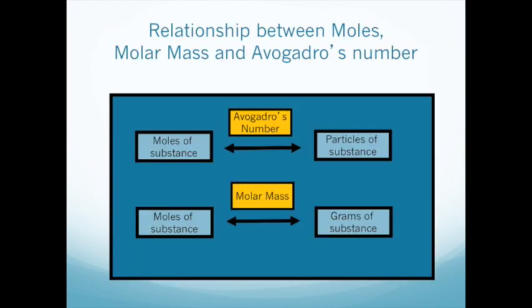So, if you have moles of a substance and you use Avogadro's number, you can find the particles of a substance. If you have moles of a substance and you use the molar mass, you can find the grams of a substance. Now, if you have the grams of a substance, you can use molar mass to convert to moles of a substance, and then Avogadro's number to convert to particles of a substance. So you can find out precisely how many particles of an element that you are putting into a reaction, for instance, or are being produced by a reaction.